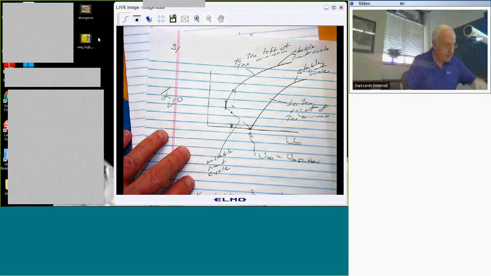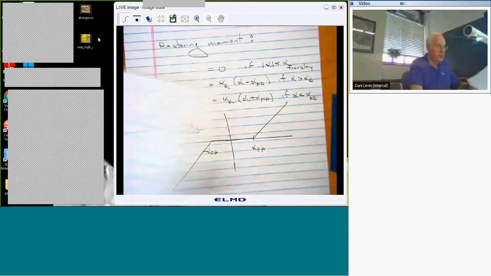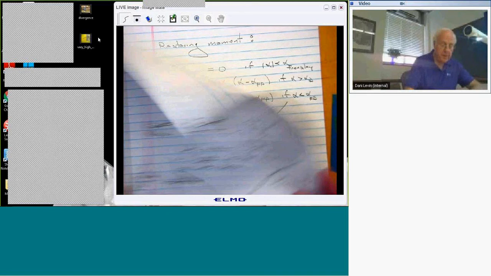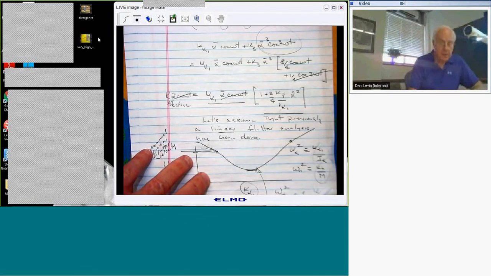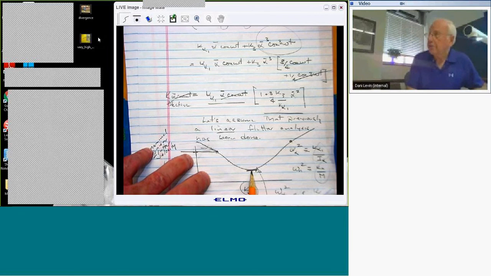So with free play, if this is the effective free play stiffness, you have to assume the flutter will always occur at the lowest possible flow velocity on a curve like this.